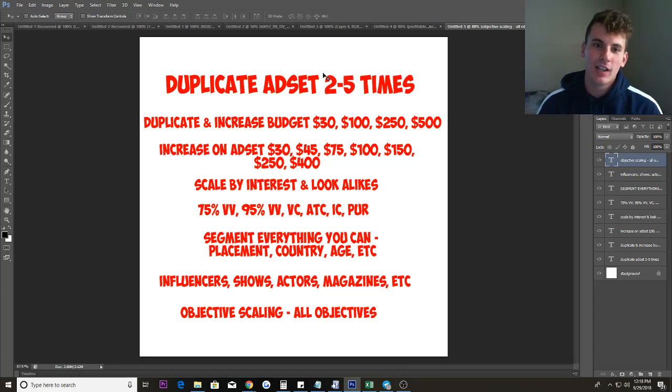But if you find a good ad set, duplicate that two to five times, and then wait a day or two, and then kill anything that's not working. This is an easy way to scale horizontally and find more ad sets that you can potentially scale vertically. Duplicate and increase the budget.